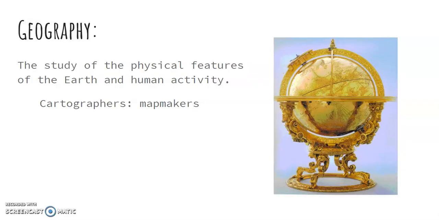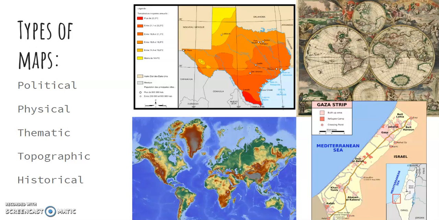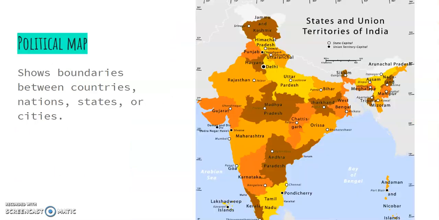So we started off with geography. We looked at the study of the physical features of the Earth and human activity. We also talked about how cartographers are map makers. We looked through 5 different types of maps, and I know not all the classes got to all 5 types, so I will go through those again with you guys.